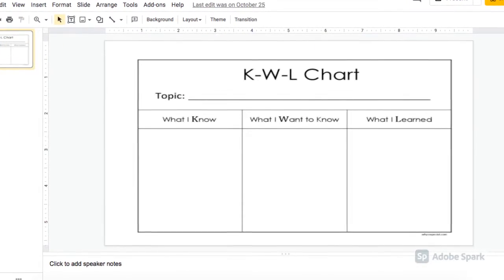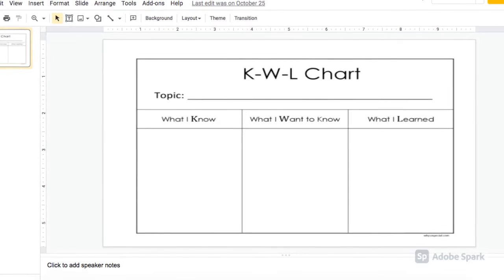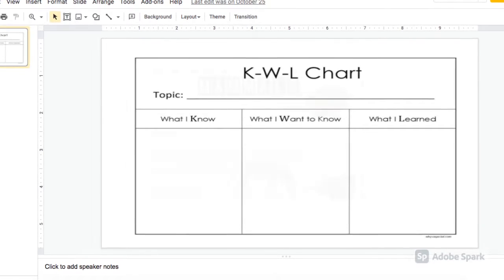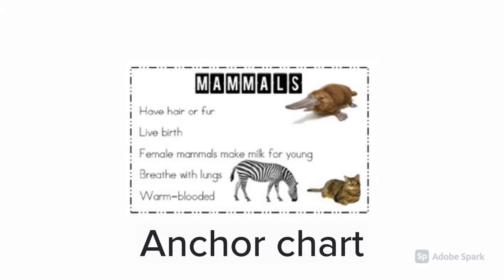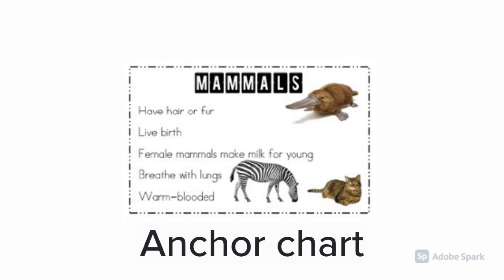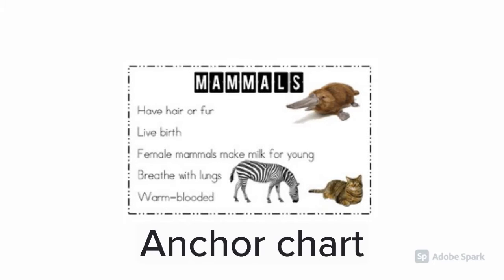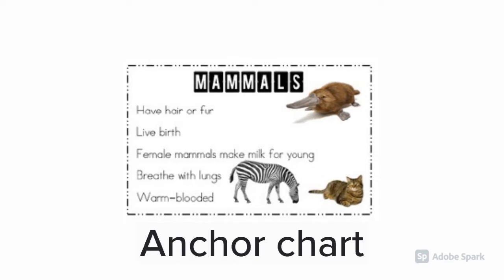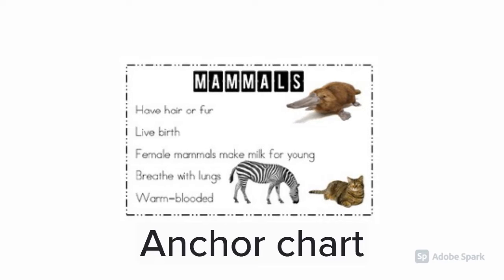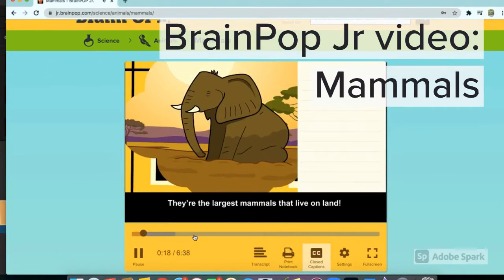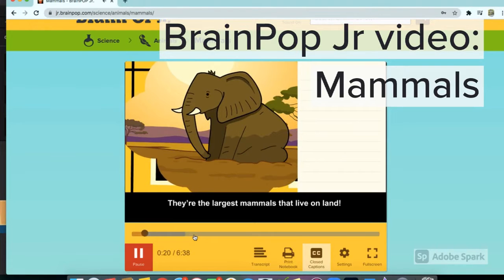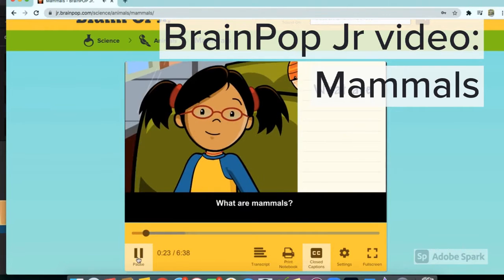This is an example of the KWL chart found on Google Slides. Each student will receive a copy. This is an example of the anchor chart that students will copy into their journal. This anchor chart provides the characteristics of the mammal. This is an example of an educational clip found on BrainPop Jr. about mammals.